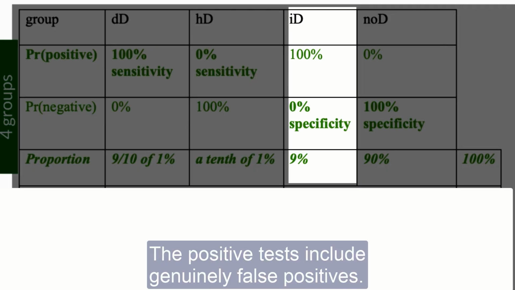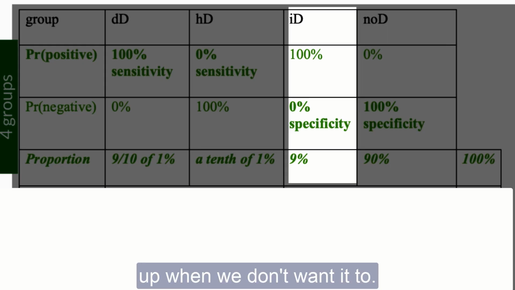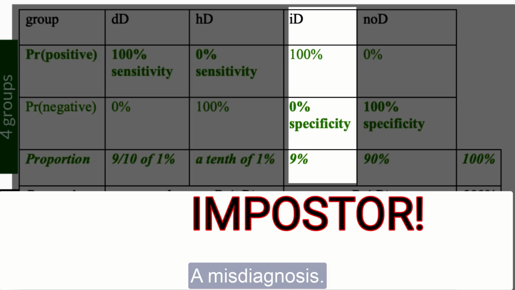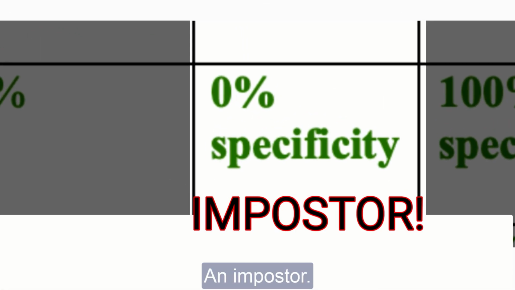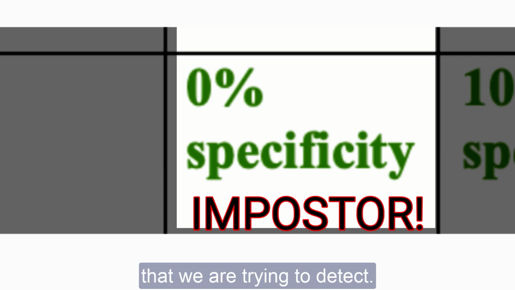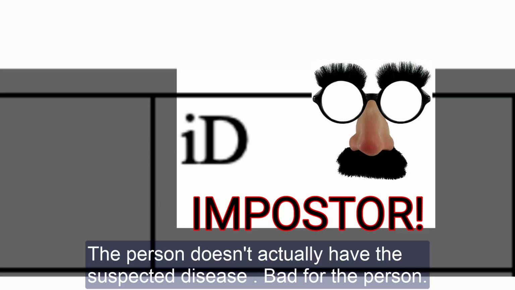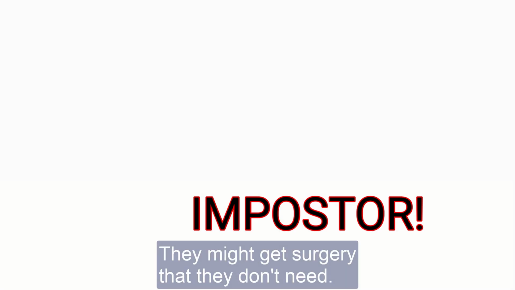Aha! The positive tests include genuinely false positives, because the patient has some other condition that the test is picking up when we don't want it to, a misdiagnosis, an imposter. In the lingo, the test is not specific for the disease that we are trying to detect. We'll call it ID. The letter I is for imposter. The person doesn't actually have the suspected disease. Bad for the person. They might get surgery that they don't need.